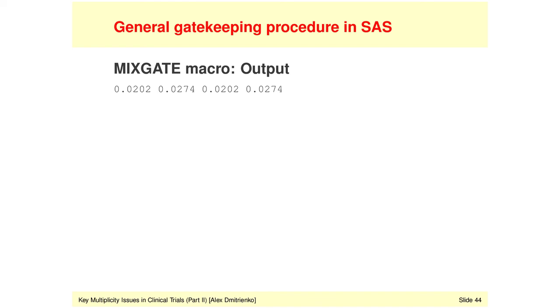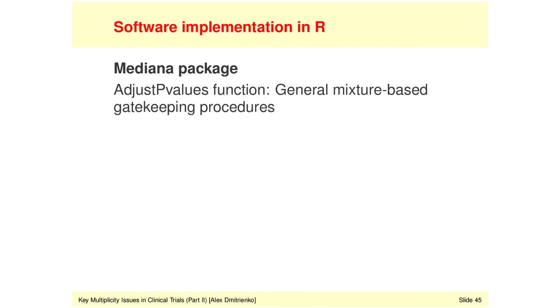Using a one-sided alpha of 0.025, we can immediately see that the first hypothesis H1 and the third hypothesis H3 will be rejected by the Hogberg-based gatekeeping procedure, and the remaining hypotheses will be accepted. This set of conclusions is of course consistent with the numeric example that we went over a few minutes ago. The next set of slides is going to talk about software implementation issues in R.